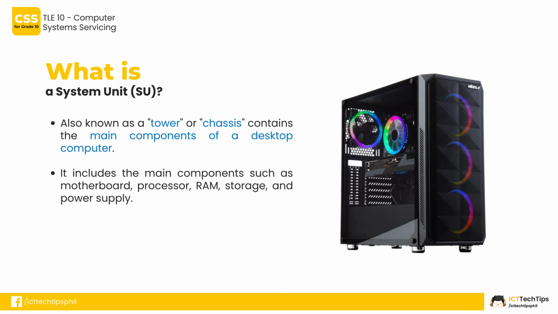What is a system unit? Also known as a tower or chassis, it contains the main components of a desktop computer. It includes the main components such as motherboard, processor, RAM, storage, and power supply.